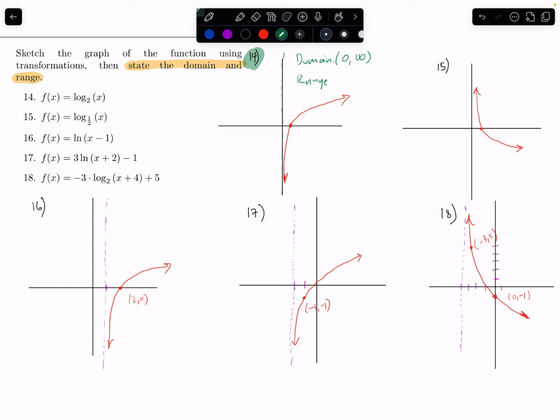And the range for this one, it's just the standard, right? Nothing got shifted or anything. It's just a standard log function. So range from negative infinity to positive infinity. Okay, on to number 15.